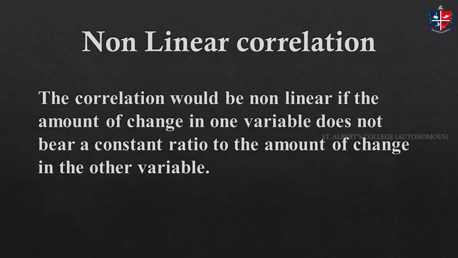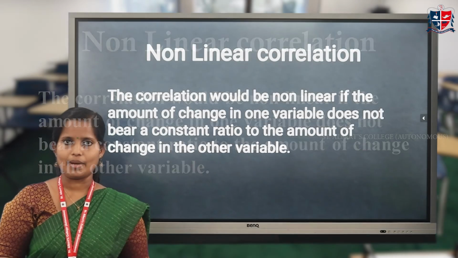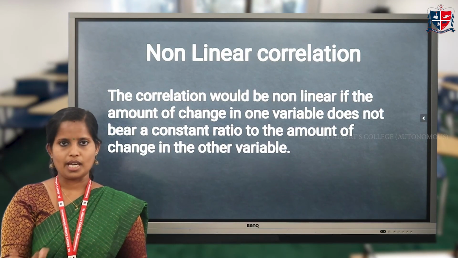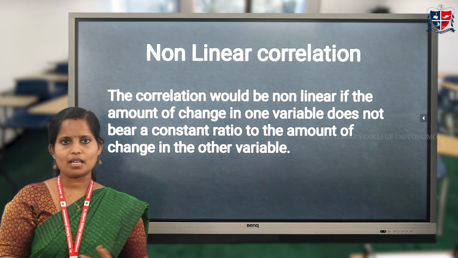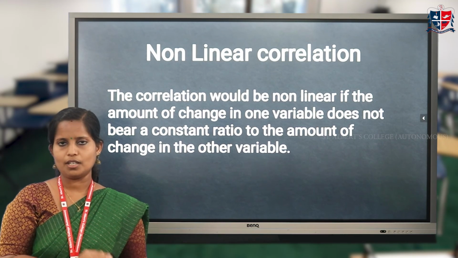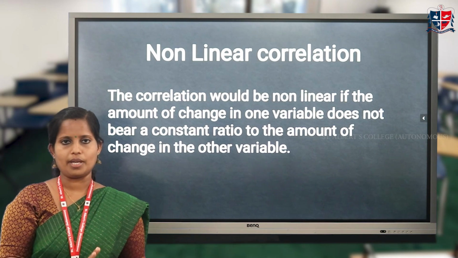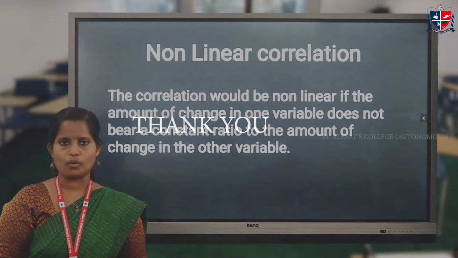If there is no such constant increment or decrement, then we can say that it is a non-linear correlation. So any correlated variables that do not fit this can come under the category of non-linear correlation. If there is a constant change, it comes under the category of linear correlation.